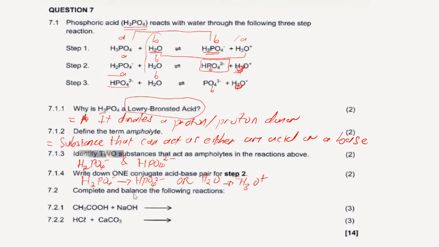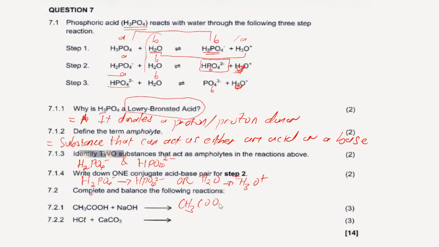Then 7.2 says complete and balance the following reactions. So we have 7.2.1. This one, we can see that this is an acid, a weak acid for that matter. And then we have NaOH, which is sodium hydroxide, a strong base, right? So in this case, we know that this one will give away the H because remember, it's an acid.